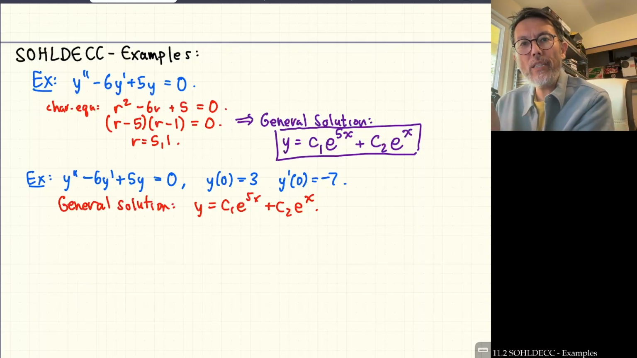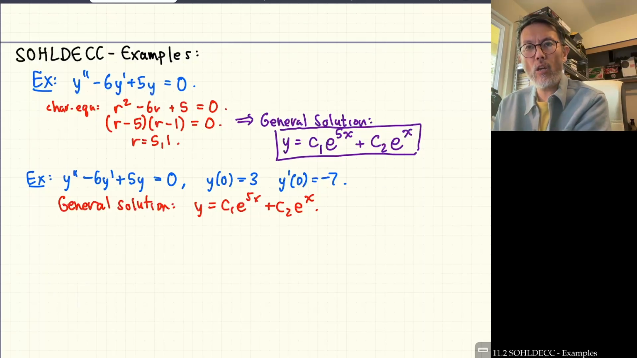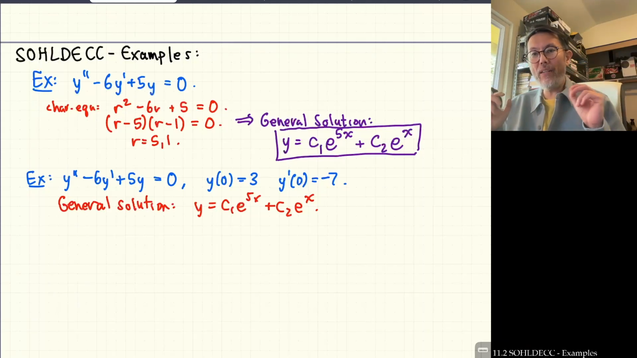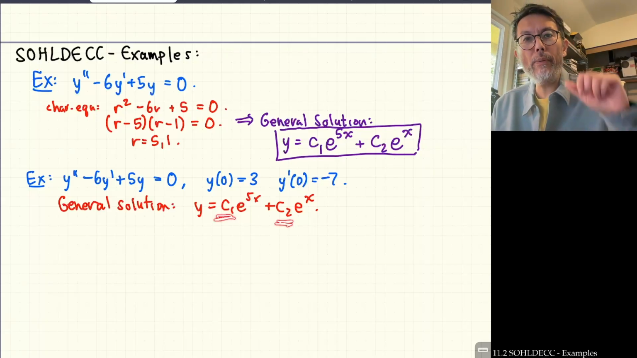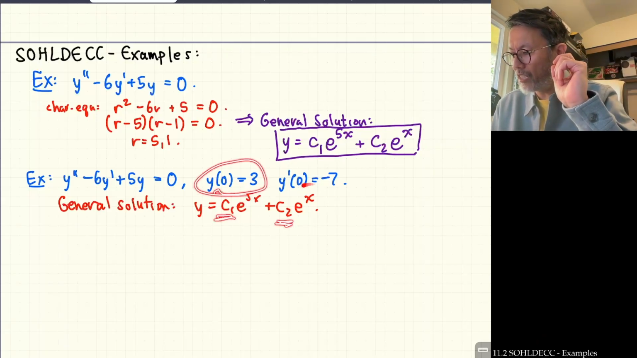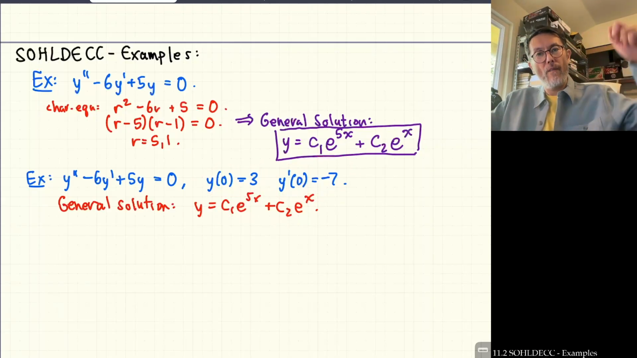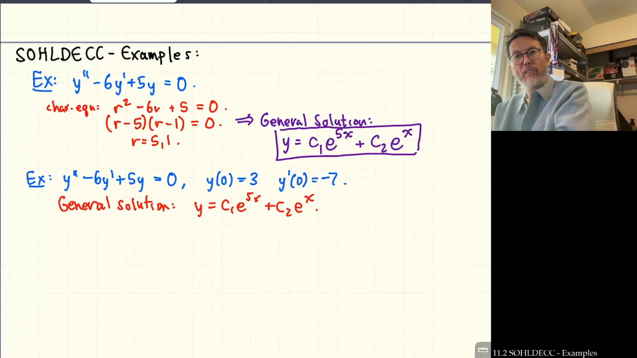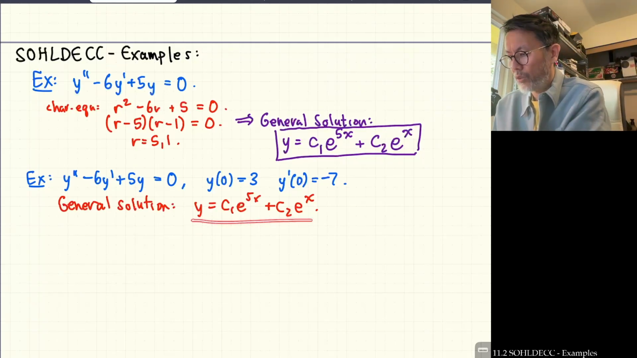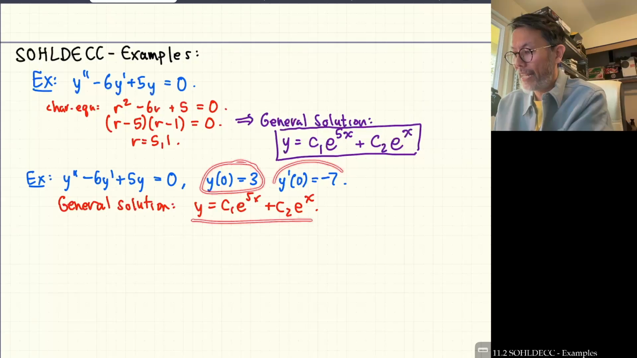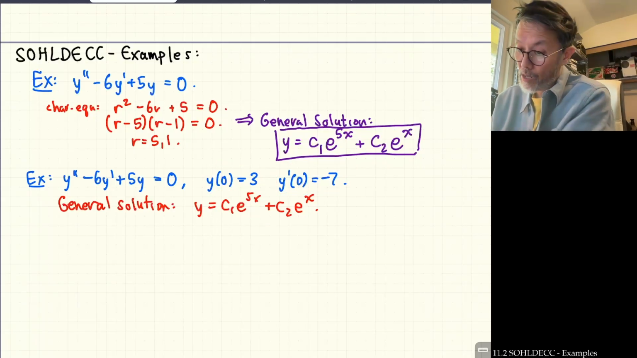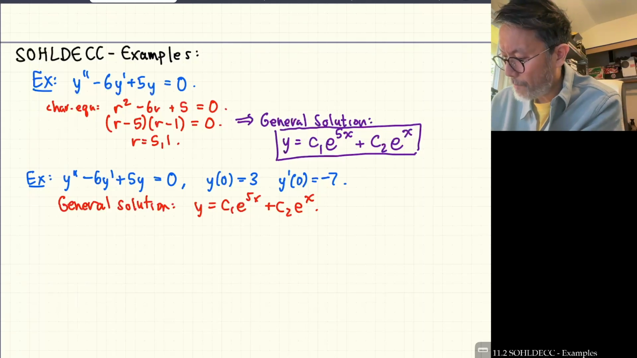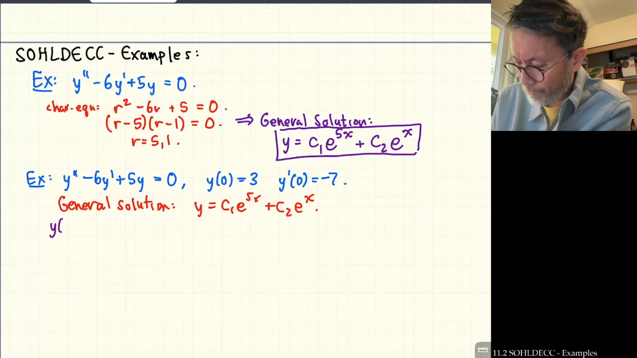And the point about these initial conditions is that they are like specifications which are going to allow us to pin down the values of c1 and c2 here, right? We're going to be able to use these initial conditions to figure out the specific values of c1 and c2, which make this general solution conform to these specifications. Okay, what does that look like? Well, let's take the first one first.